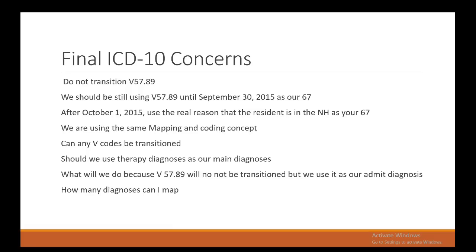Can any other V codes be transitioned? Should we use therapy diagnosis as our main diagnosis? What will we do, because V57.89 is our admission diagnosis and it won't be transitioned over? How many diagnoses can I map? Now, these are some of the issues that we'll cover today.